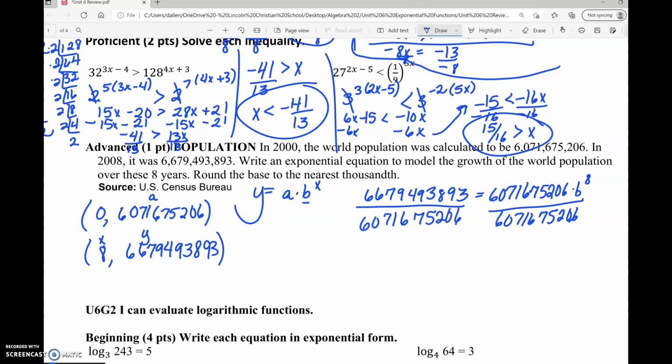So divide those two. And I'm not doing it in my head. I know, shocker. So I get 1.1001, and I'm going to go out 4 decimal places. Get used to that on this test. So then I'm going to take the 8th root of that.